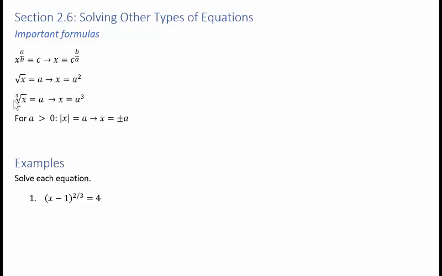And the same thing applies for a cube root. So a cube root of x is equal to a. Cube both sides and we get x equals a cubed. And then as long as a is greater than 0, if the absolute value of x is equal to a, then x is going to equal positive or negative a.